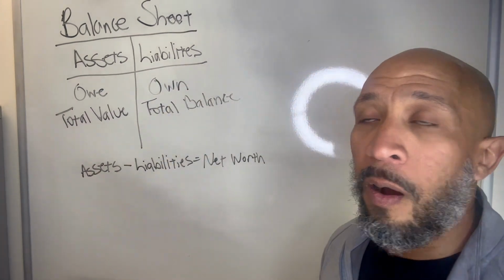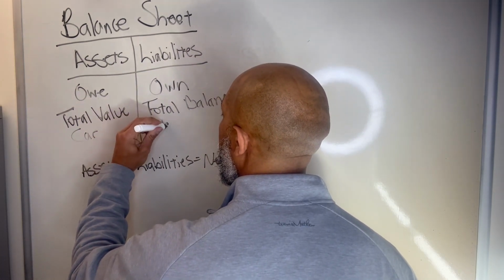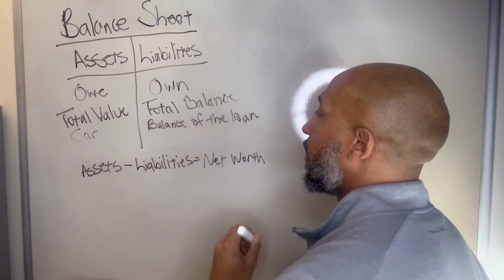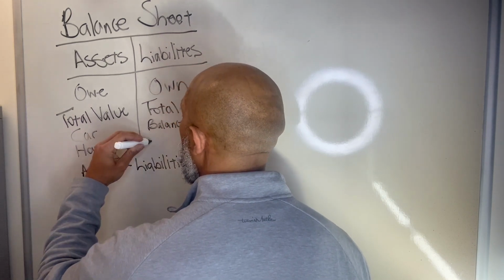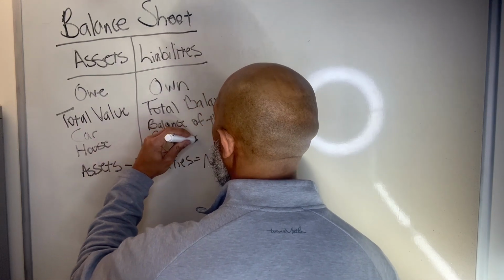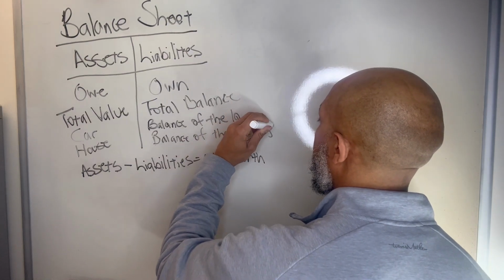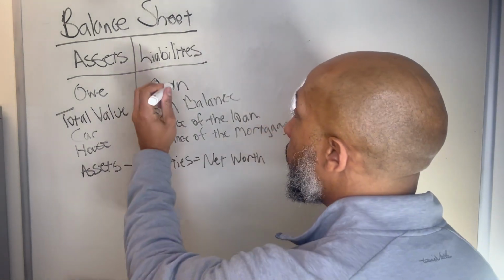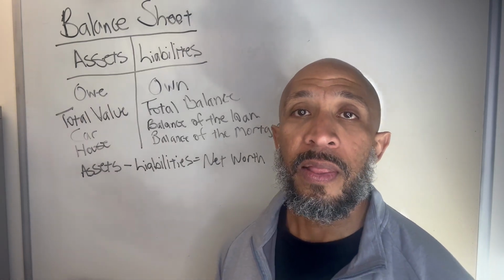So for example, a car can be an asset, but what is the balance of the loan of the car? Same thing with a house, right? You own the house, but what is the total balance of the mortgage loan that you have? The same thing with credit cards. Credit cards, you're going to put the total balance of the cards, not the payment you're making, right?